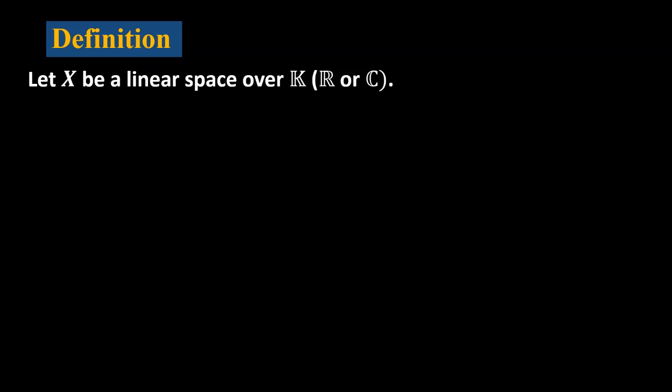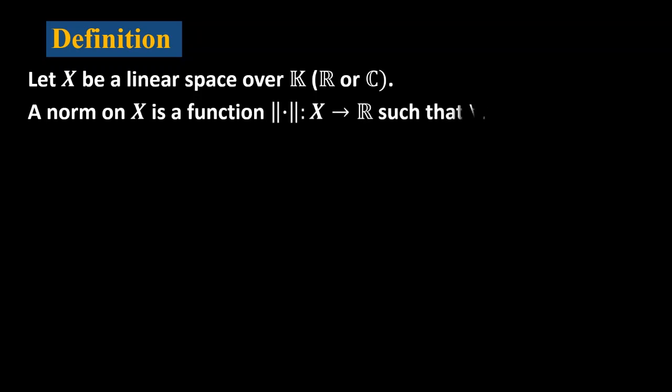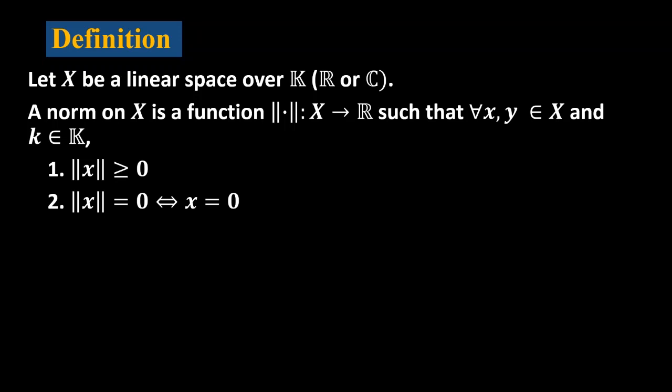Suppose X is a linear space over K, where K may be real or complex. Then a norm on this linear space X is a real valued function such that for all x, y belonging to X and k belonging to K, it satisfies the following properties. The first property is norm x is greater than or equal to 0. It means it cannot be a negative quantity. Second property is norm x equal to 0 if and only if x is equal to 0.